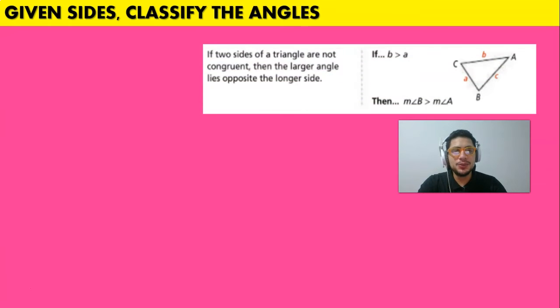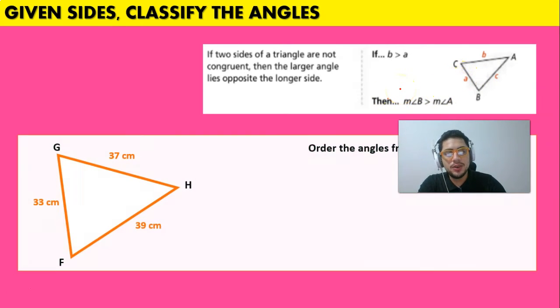So the first thing we have to understand is that whenever we're given two sides of a triangle, and those sides are not congruent, then the larger angle lies opposite the longer side. If you can see here, it says if B is higher than A, then the measurement of angle B is higher than angle A. So the highest side is going to be opposite the highest angle.